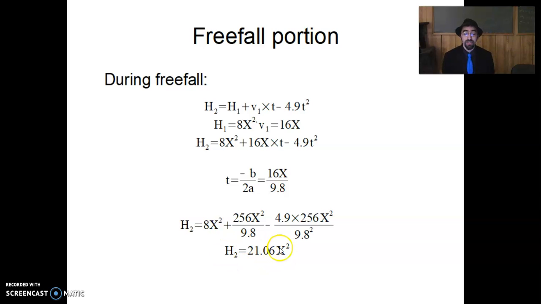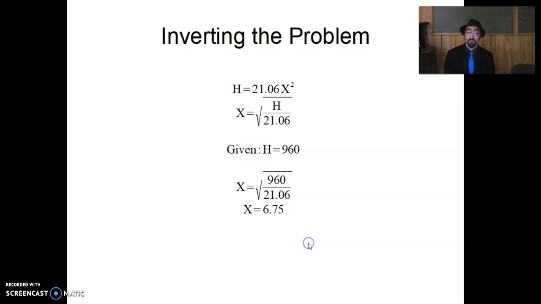Now we ask, well, is this easy to invert? And the answer, yeah, it's just some division and a square root. H equals 21.06 times x squared. So to isolate x, we divide by 21.06 and take the square root. X equals square root of h over 21.06. We're given that h equals 960, so x equals the square root of 960 over 21.06, and we get that x equals 6.75. Again, that's measured in seconds.